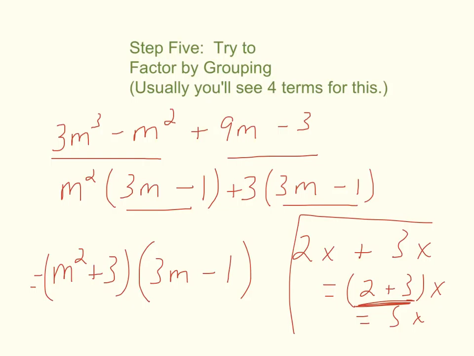3m cubed minus m squared plus 9m minus 3. Finally, though, remember to always check to see if you have any other common factors. Quick visual here. Nothing works. So that is the practice that we're going to look at for today.